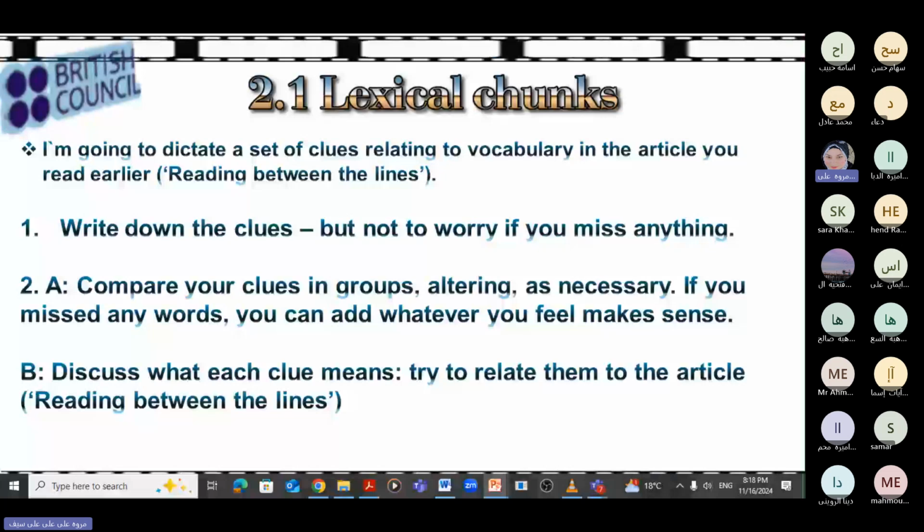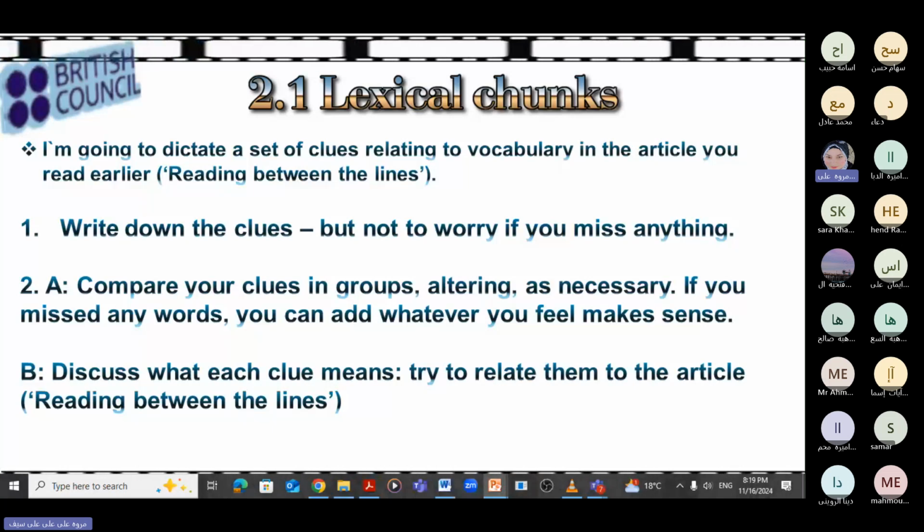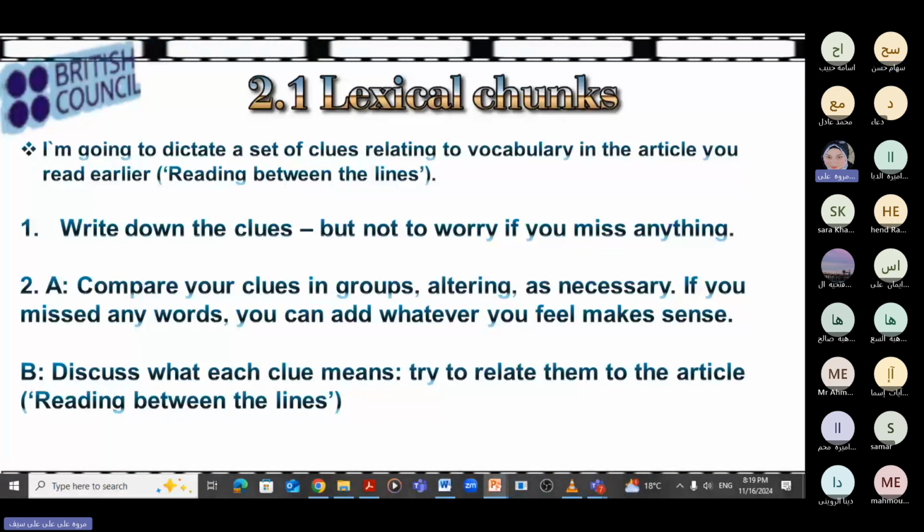I will read each clue twice for you to write. Take your time and make sure everything is okay. The first clue is: lowest possible prices. This is the first clue. It's like a phrase, not a whole sentence. The second clue is: an economic situation where banks restrict the amount of money you can borrow. Again, an economic situation where banks restrict the amount of money you can borrow.